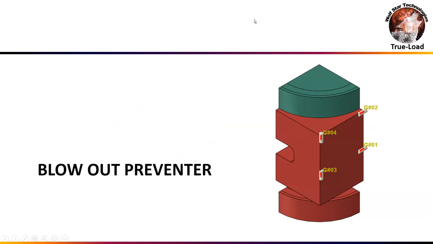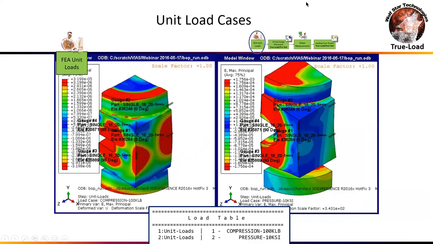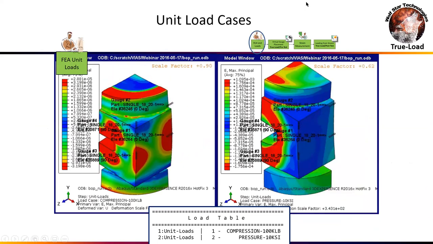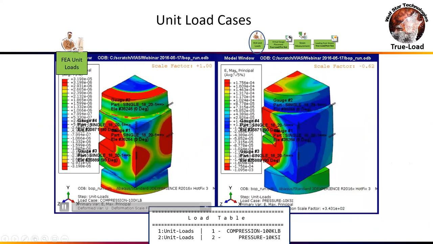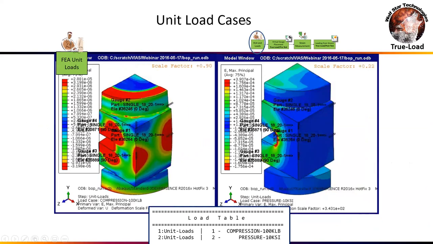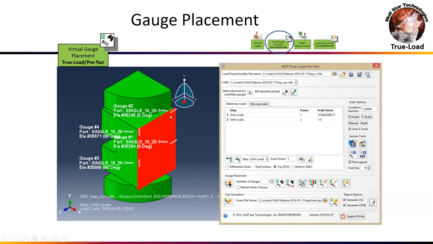And now we're going to get into some oil and gas type applications. This first one was an example that I worked on with VIAS several years ago on a blowout preventer. So this is just an example problem. We had this little model of a blowout preventer here, and in this example we just had two unit loads, a compression load and a pressure load on this structure. And the TrueLoad software said, place your strain gauges in these locations here. So there are four strain gauges being placed.